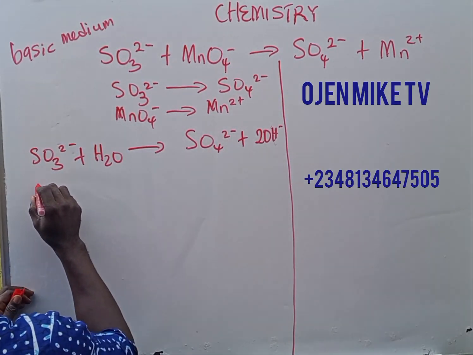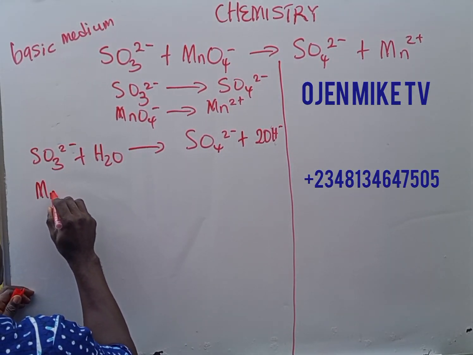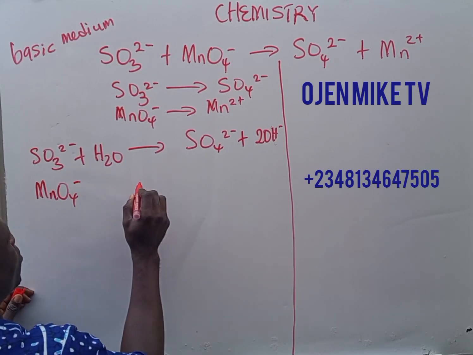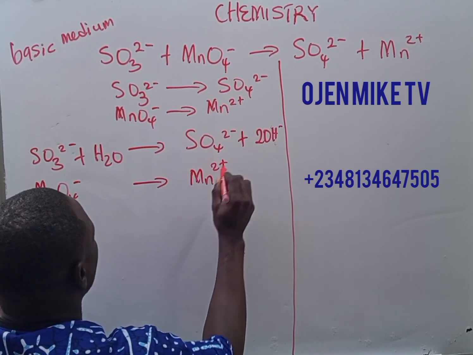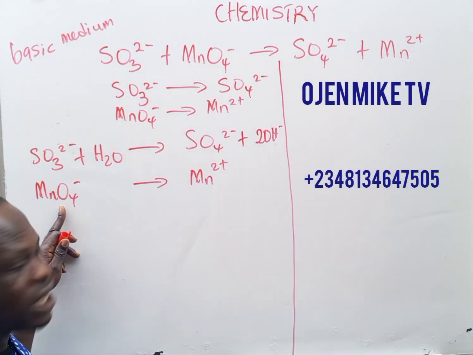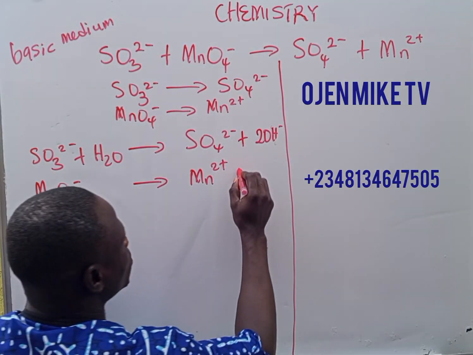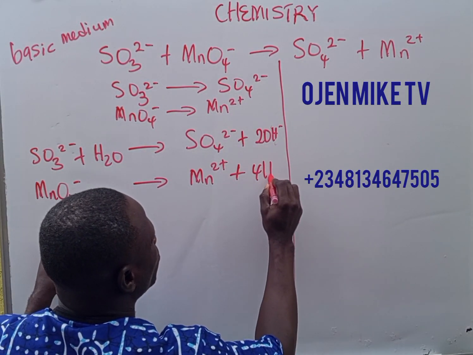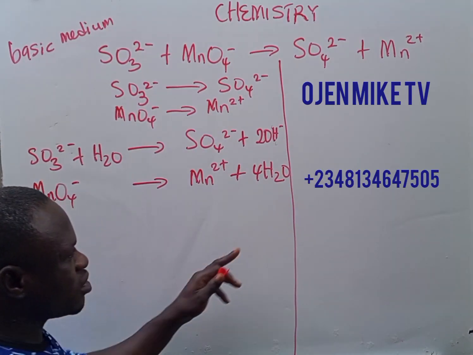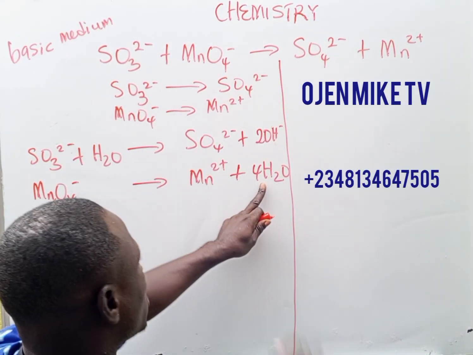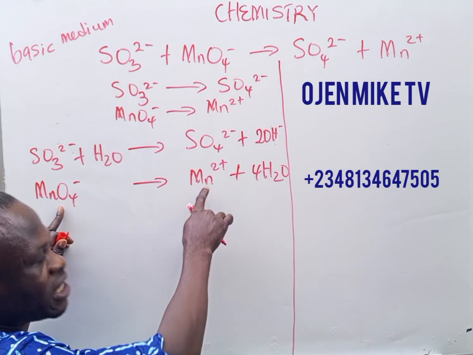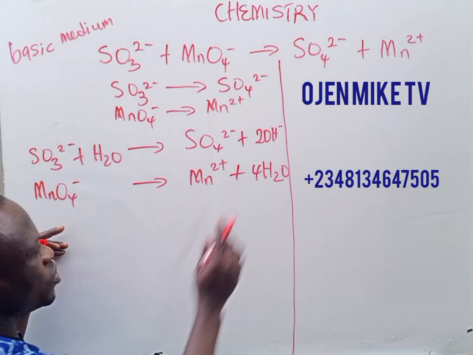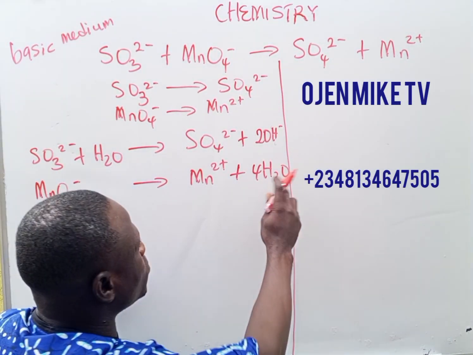Here we have MnO4 minus will give you Mn2 plus. Here, how many oxygen atoms are here? We have 4 oxygen atoms. So we now have to add 4 molecules of water. Look at, we have 4. So that oxygen here is 4, oxygen here is 4. Manganese here is 1, manganese here is 1.